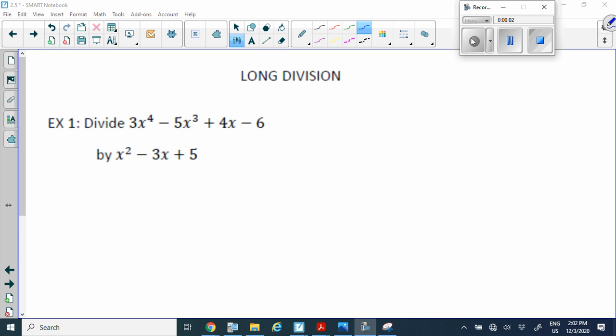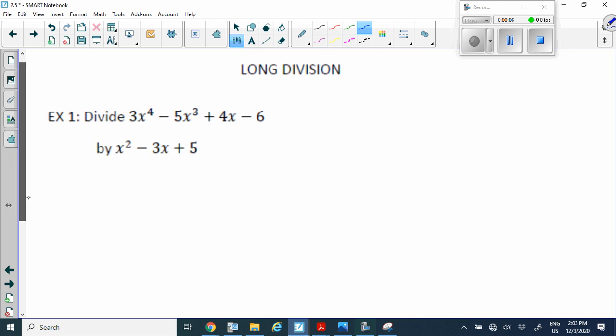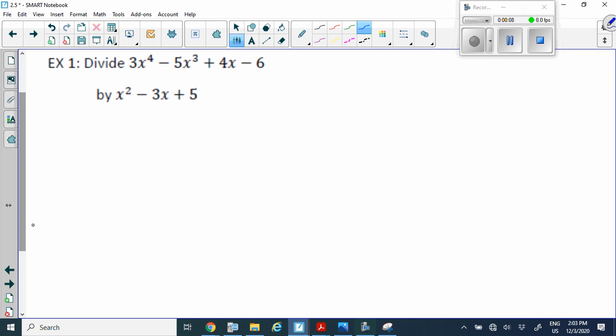Guys, so here's part 2 of the 2.5 notes. Now we're going to go ahead and use long division with polynomials. Okay, so we're going to do 3x to the 4th minus 5x cubed plus 4x minus 6 divided by x squared minus 3x plus 5.